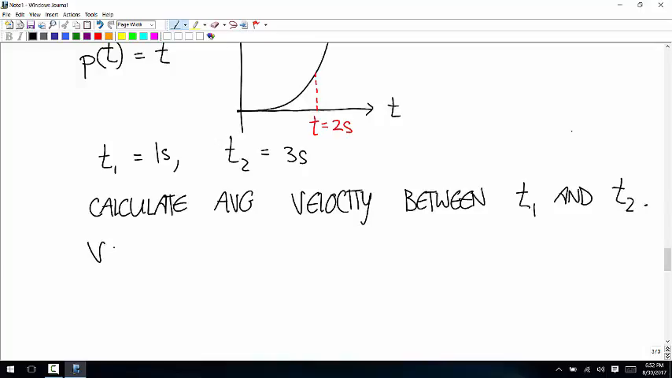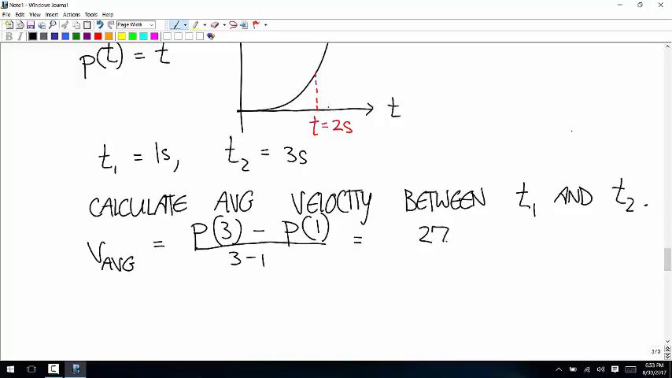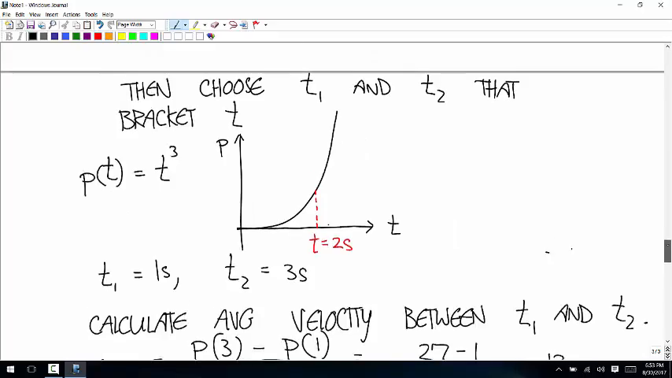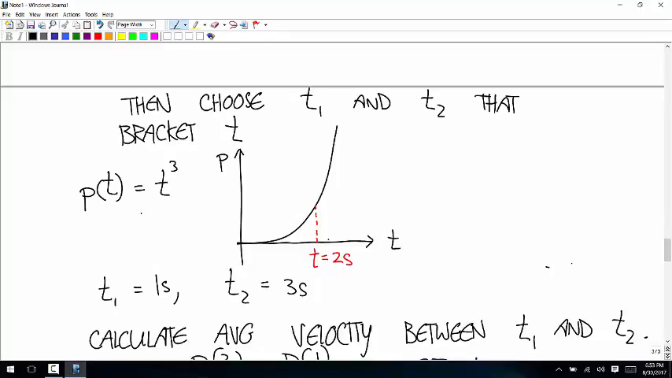Okay, so average velocity is the position at the later instant. So that's the position at 3 seconds minus the position at 1 second divided by the elapsed time, 3 minus 1. And we know what that function is in this example. The position is always t cubed. So what's 3 cubed? 27. So we have 27 minus what's 1 cubed? 1 divided by 2. So we have 13. That's the function that I gave. I just defined that. So this is just an example of how you do it.